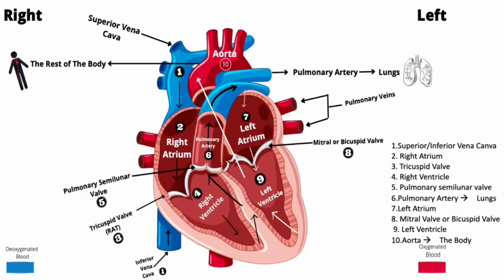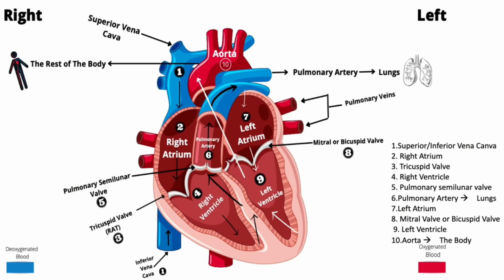From there, it has to pass through a tricuspid valve, and valves are like doors to the chambers to prevent the backflow of blood. From there, we're going to the right ventricle. So once the blood is filled in the right ventricle, it passes through the pulmonary semilunar valve. Then it goes to the pulmonary arteries. From the pulmonary artery, it goes into the lungs where most of the gas exchange occurs. From there, the blood is now oxygenated and it travels to the pulmonary veins.